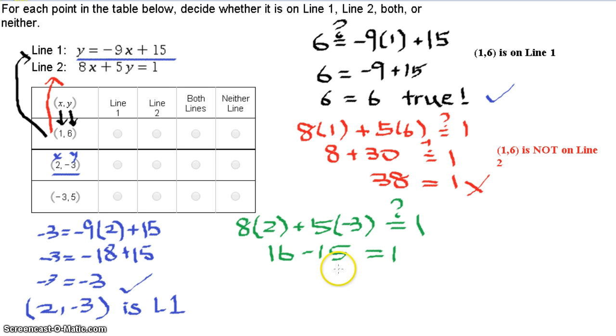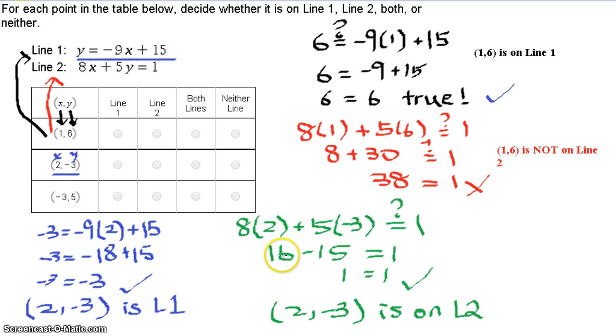On my left-hand side, 16 minus 15 gives me 1, which is equal to my right-hand side, which is also 1. So this is also true, which means the point (2, -3) is on line 2. So (2, -3) is on line 1, and (2, -3) is on line 2. So on ALEKS, you will have to click on this box right here, because this point is on both line 1 and line 2.